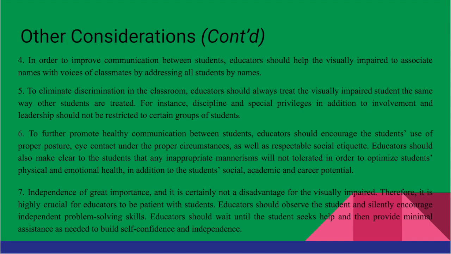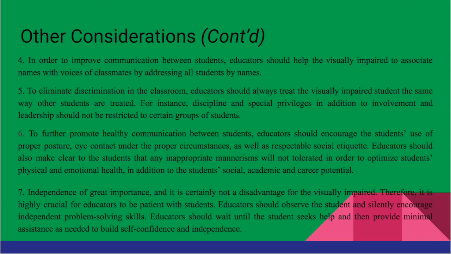To eliminate or reduce discrimination in the classroom, teachers should always treat the visually impaired the same way others are being treated. For example, discipline, special privileges, or involvement in any leadership position should not be restricted to only specific groups of students. These should be open to everybody, because then again, the teacher is being fair and just and accounting for individual strengths and weaknesses. Teachers should also encourage the use of proper eye contact and social etiquette, and they should not tolerate any inappropriate manners towards the visually impaired. This way, the teacher is optimizing physical and emotional health and also social, academic, and career potential.